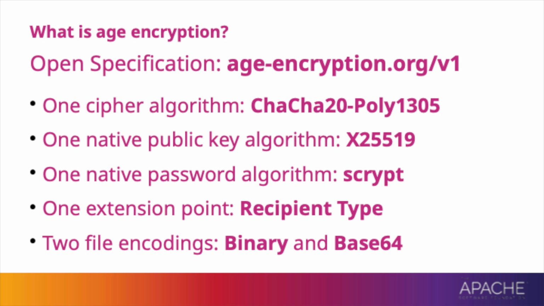And then there's two file encoding types. There's the standard binary format, which has a textual header, which we'll look at, and then just the binary encoded, encrypted bits. And then there's a base 64 encoding using the traditional PEM begin and end footers, and then a base 64 blob.